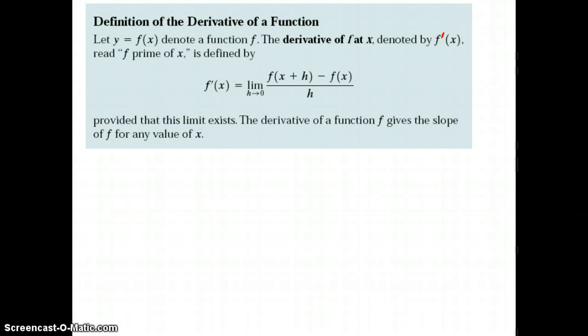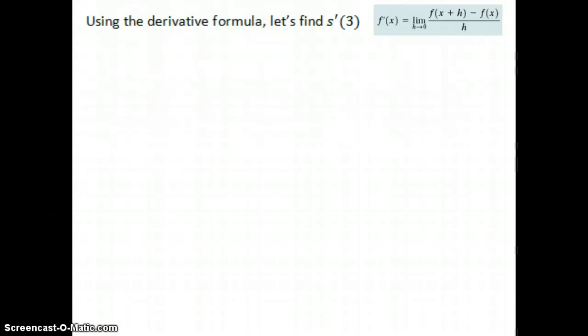So let's get some experience using this particular derivative. I'd like to figure out the exact derivative right at 3 using the function that we were dealing with.